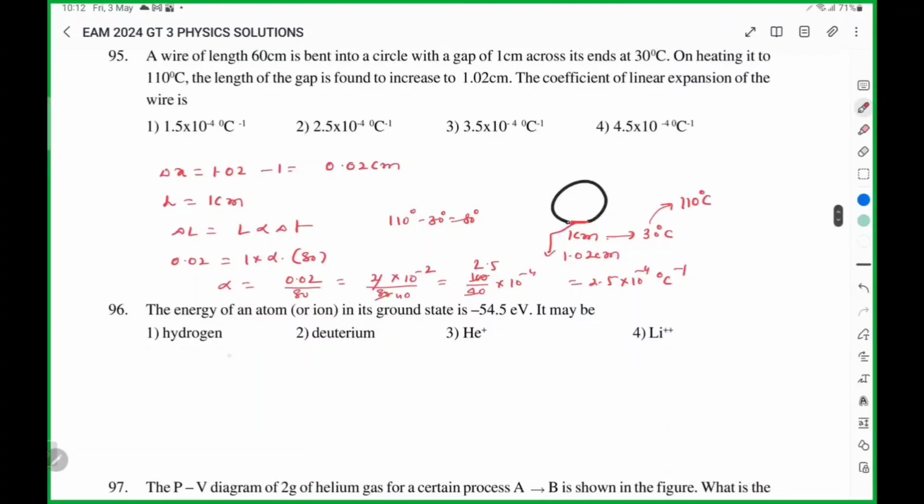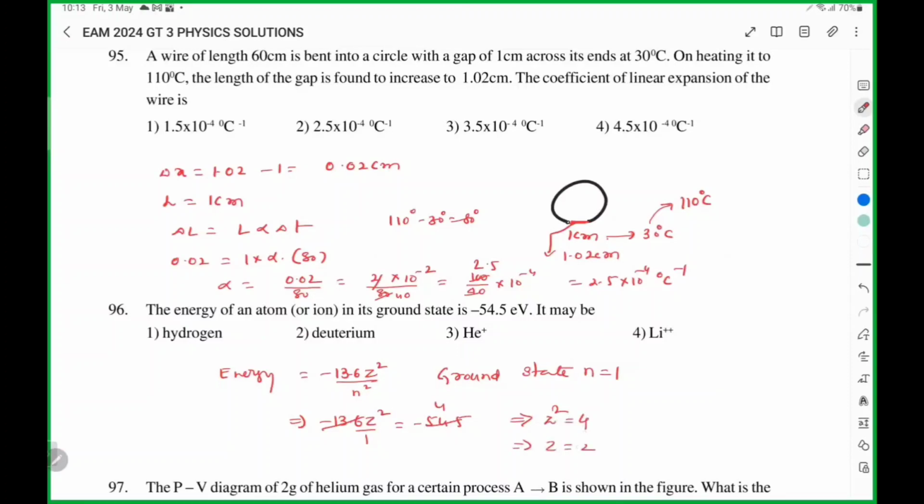So the energy of atom is minus 13.6 Z square by n square. Ground state means n is equal to 1. Minus 13.6 by 1, so it's roughly 4 times. Z square is 4. So it is obviously helium.